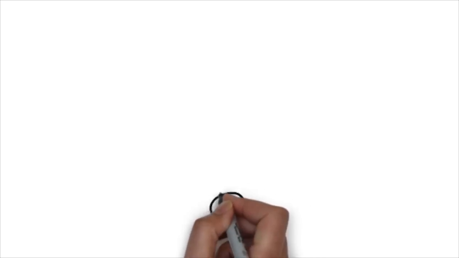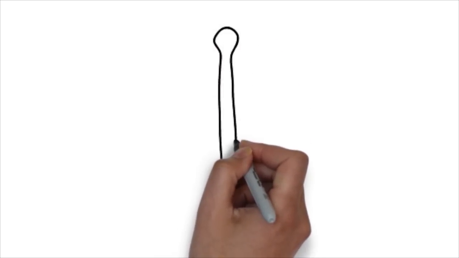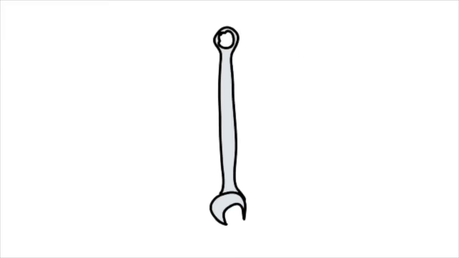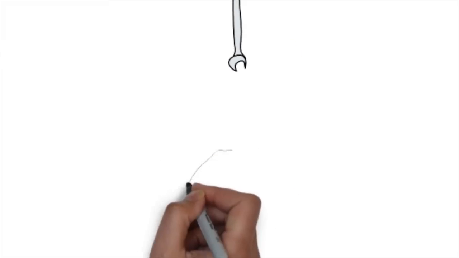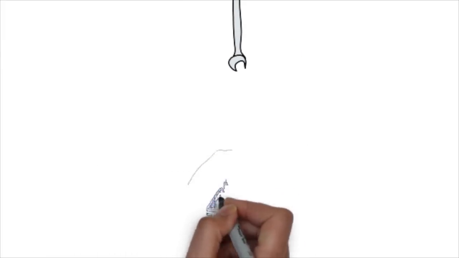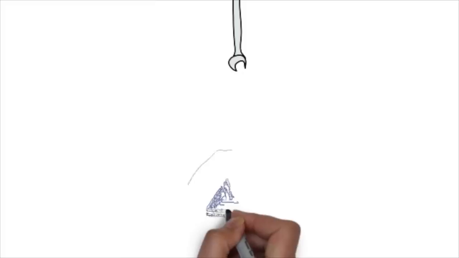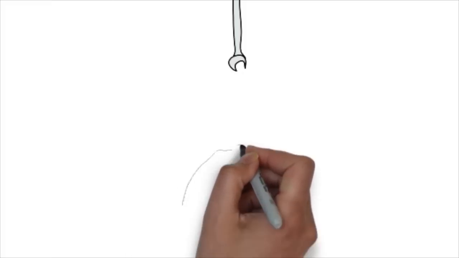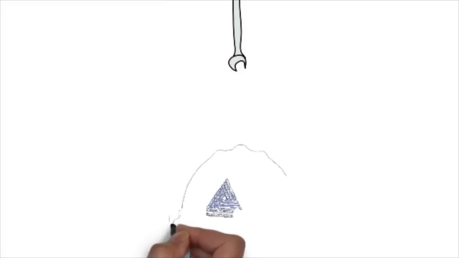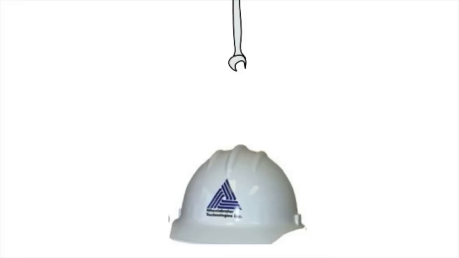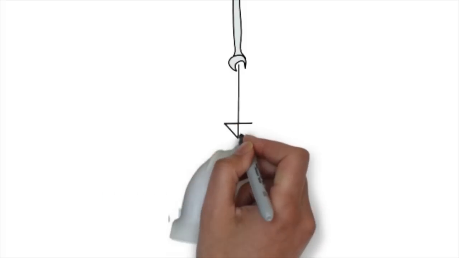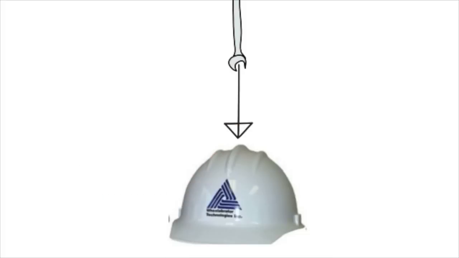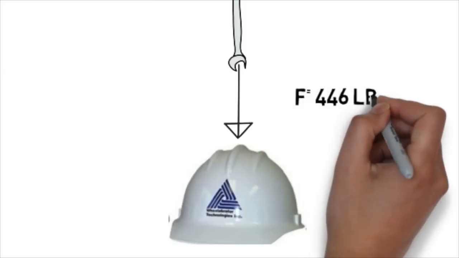In addition to foot injuries, neck injuries are common from falling objects as well. Let's take the same scenario as before, where a 6.2-pound wrench is dropped from a height of 6 feet and lands in the center of the hard hat, which puts a vertical force on the neck in compression of 446 pounds.